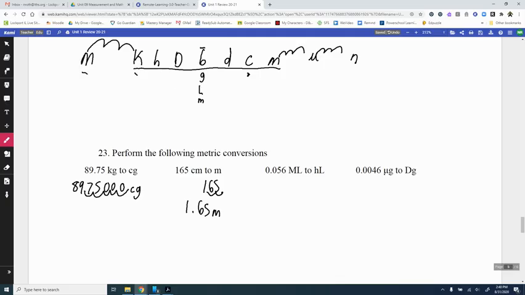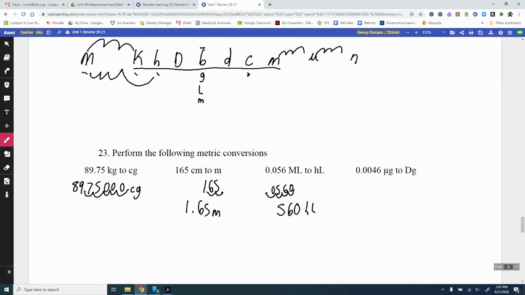All right, next, megaliters to hectoliters. Here is megaliters, here is hectoliters. Now remember, when we're going from mega to kilo, that's 3 places. So 1, 2, 3 to kilo, 4 to hecto. So we have to move it 4 places to the right. If we have 0.056, 1, 2, 3, 4. Fill in that 0. So our new number is 560 hectoliters.